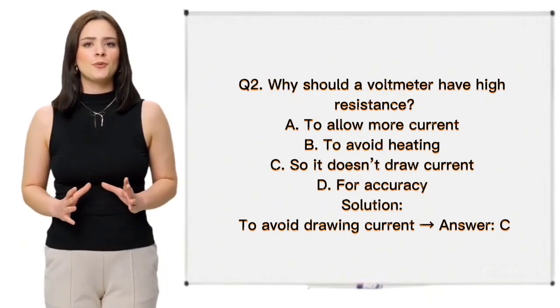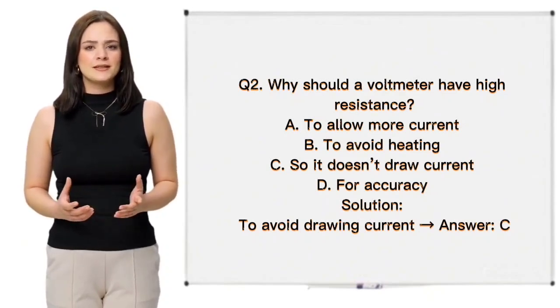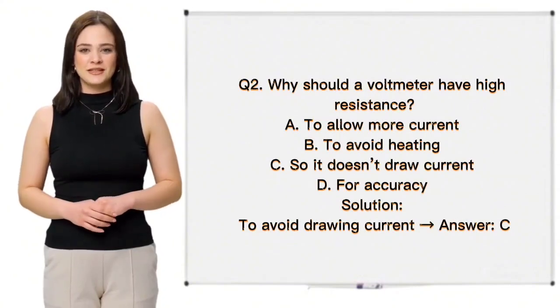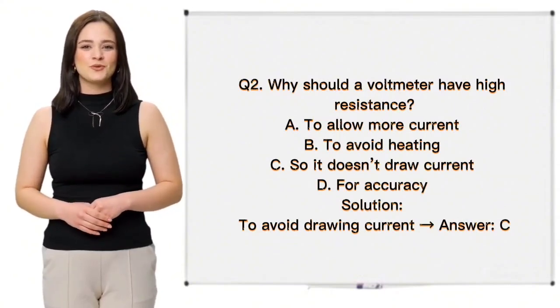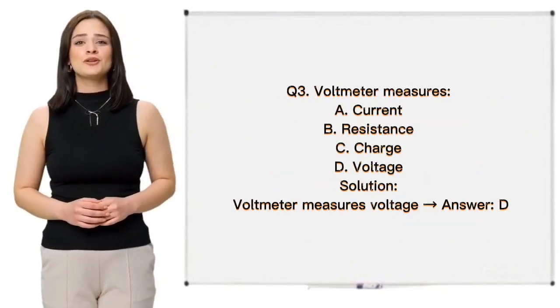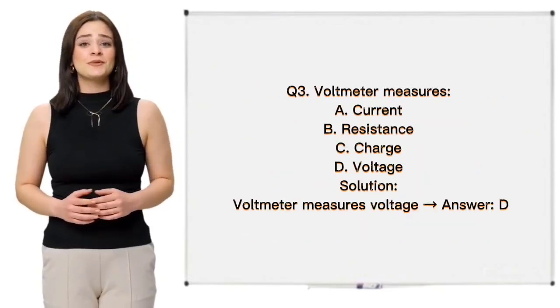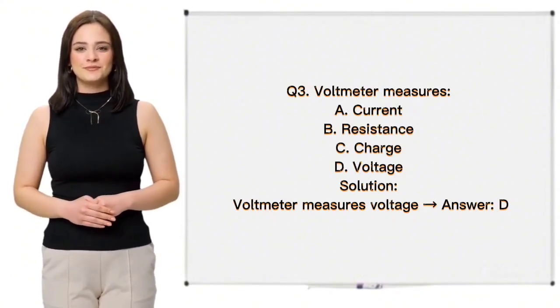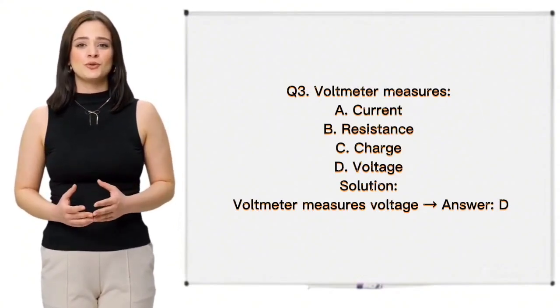A. To allow more current. B. To avoid heating. C. So it doesn't draw current. D. For accuracy. Solution: to avoid drawing current. Answer C. Q3. Voltmeter measures: A. Current. B. Resistance. C. Charge. D. Voltage. Solution: voltmeter measures voltage.